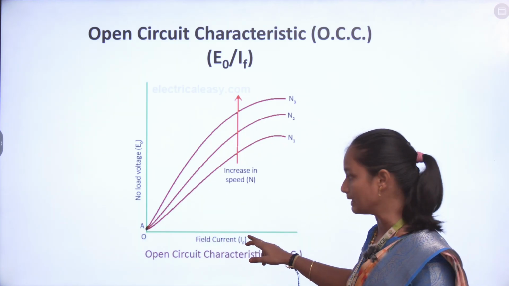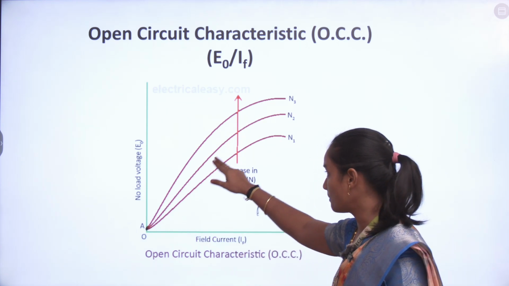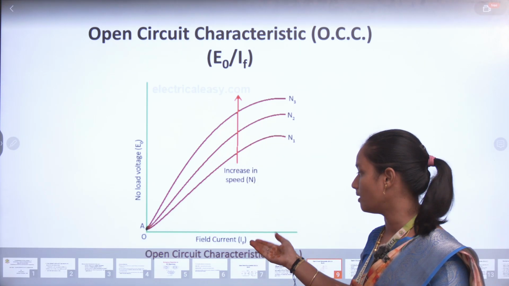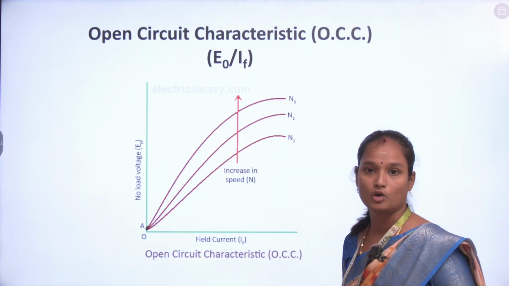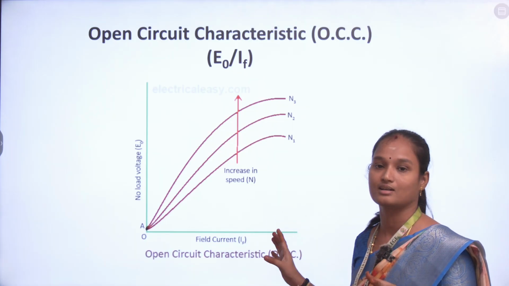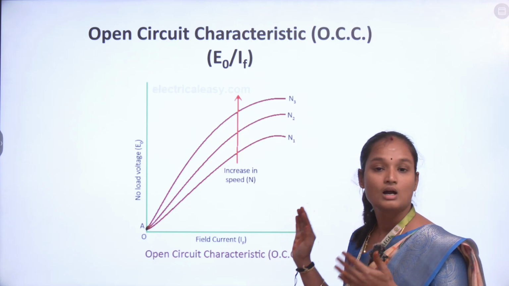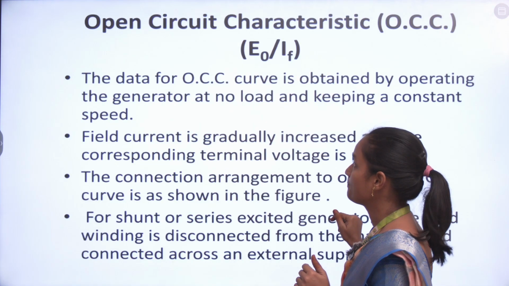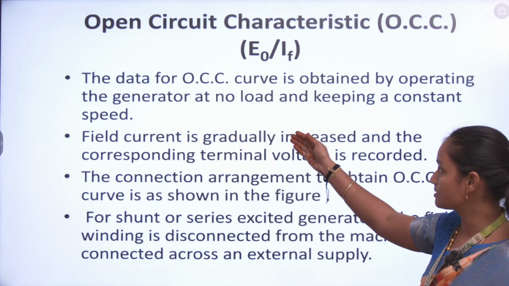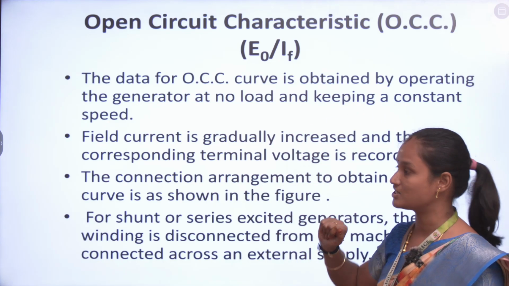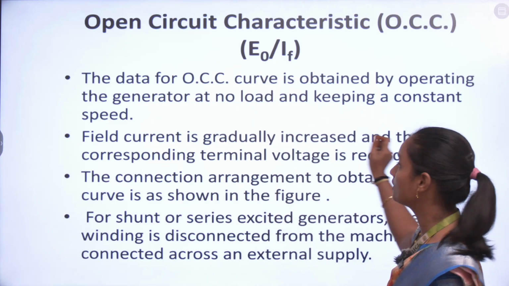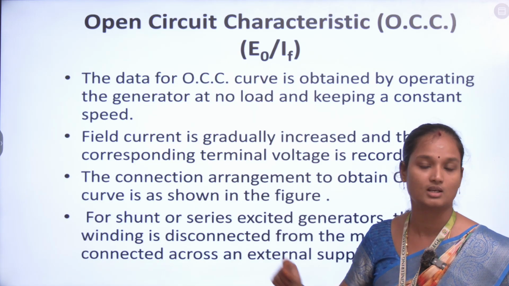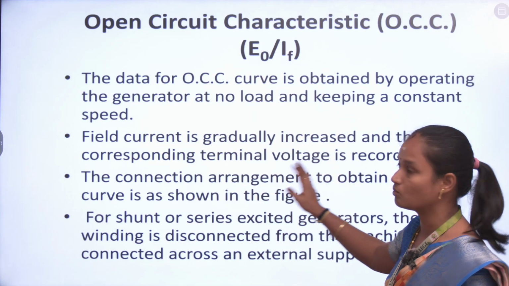If you keep increasing the field current, the voltage increases, and at a certain point it becomes saturated. Though you increase the field current, the voltage won't increase because it reaches its rated voltage. The OCC, open circuit characteristic, data is obtained with the generator at no load and rated constant speed. If you connect any load, the speed will vary. Here we have not connected any load, therefore the speed won't change.